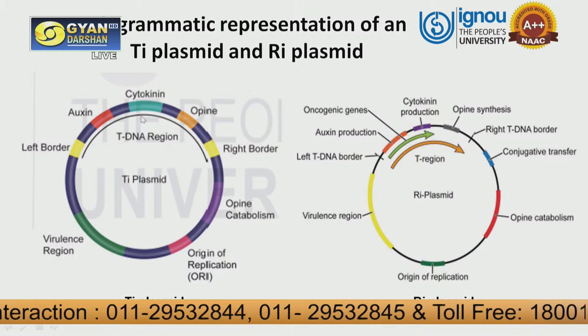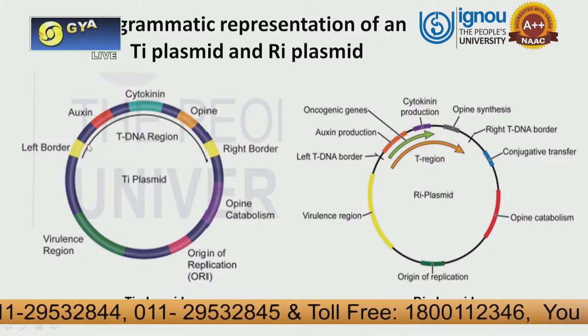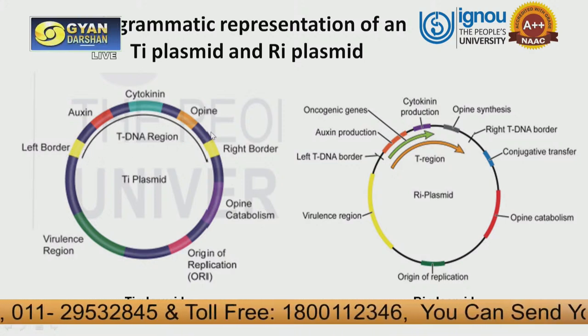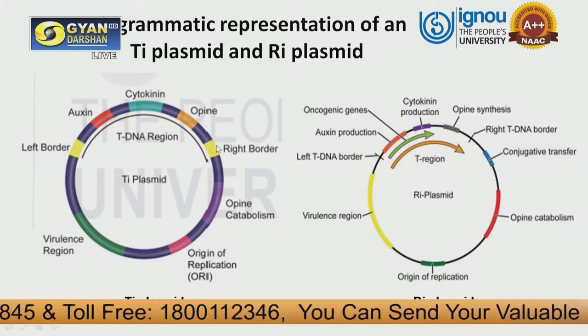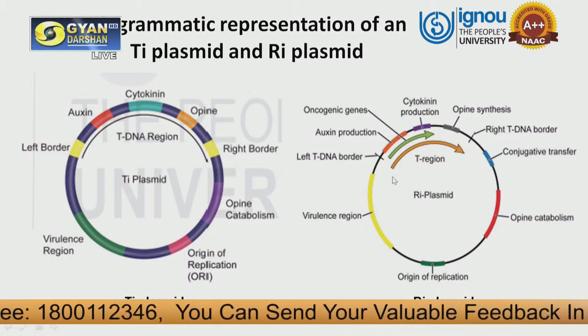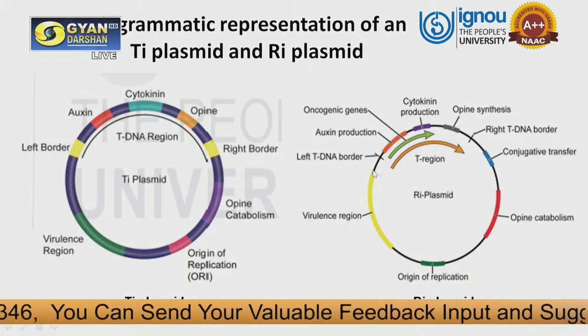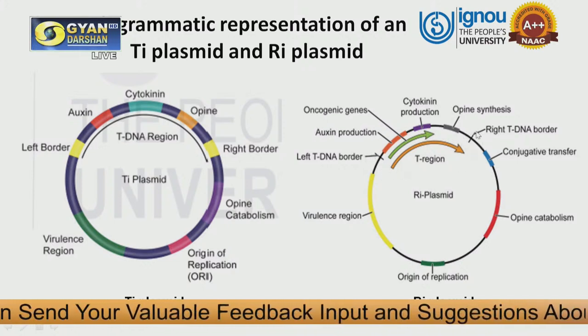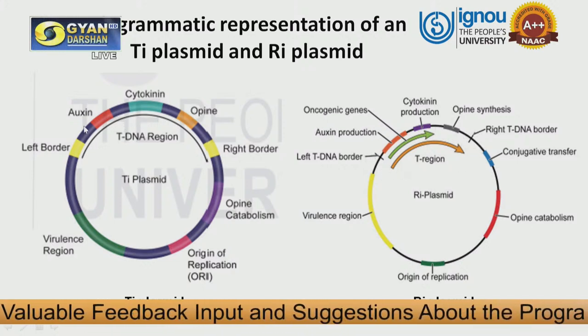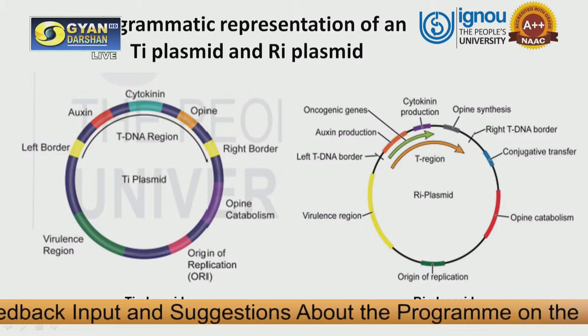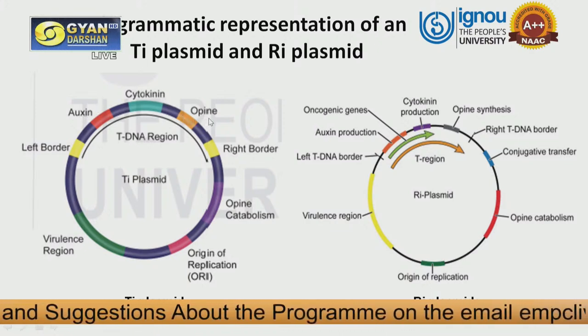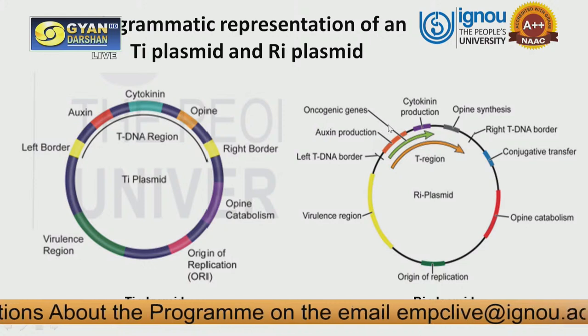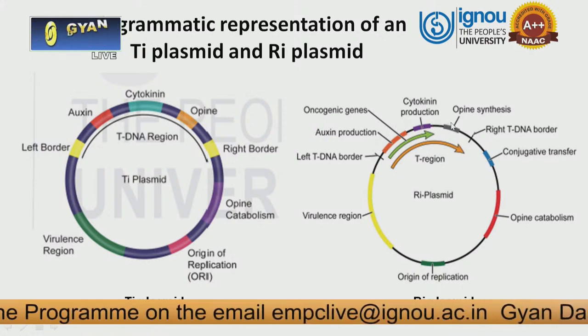This is a natural representation where you can see a left border in yellow and a right border in yellow. This is a TI plasmid. Similarly, in the RI plasmid also you can see a left border as well as a right border, and in between you find the genes coding for auxin, cytokinin, and opine. Similarly, you can see the same condition in the RI plasmid.